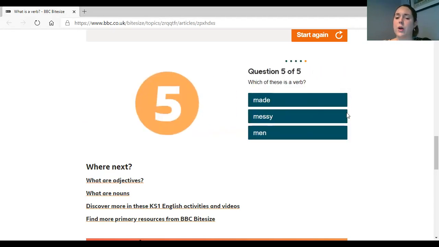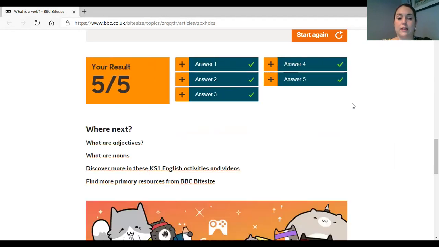Which of these is a verb? Made, messy, or men? Oh, men is a noun, isn't it? Messy is an adjective. It describes something. So I have a messy room. So the verb has got to be made. I made a cake. Okay, my action is the making. Oh, brilliant. 5 out of 5. Let's go back to our slides.